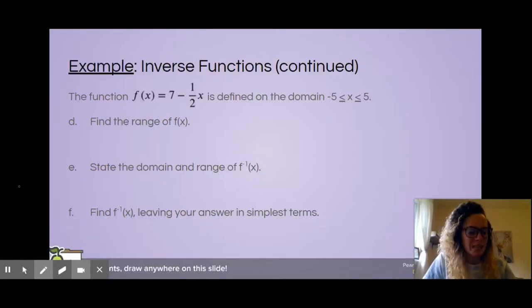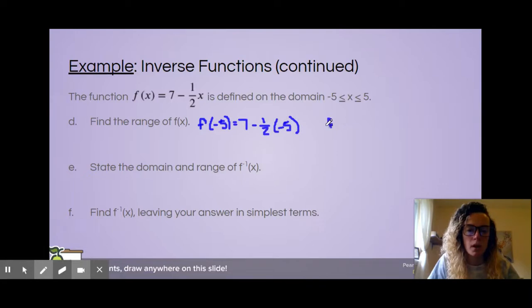So in part D of this same question, we're being asked to find the range. If I were to do this algebraically, I have the endpoints of my domain. I need to figure out what the associated endpoints are for my range. That means I'm going to have to do two things. First, I'm going to have to find f of -5, so subbing in x equals -5. And then I'm also going to have to find f of 5.